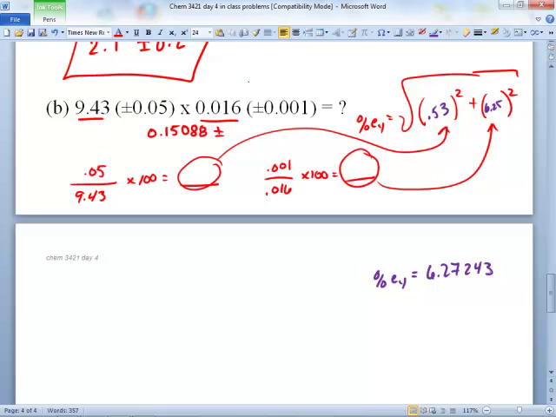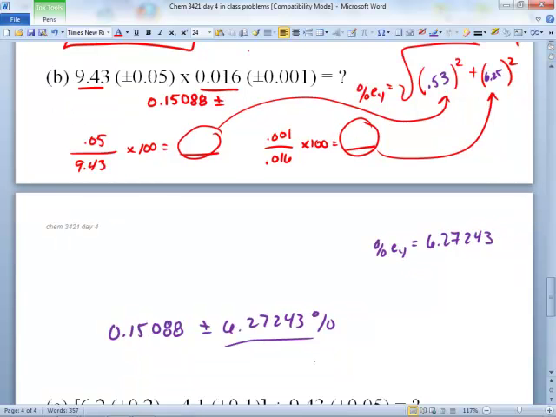I carried way too many digits, but that's the idea, right? So I'm not quite done yet, though, because my answer has to match the error, right? My answer, 0.15088 plus or minus 6.2724, right? That's not right. You have to get them to match. So the only way is to convert this guy back into, what do they call it? Not relative, but absolute. Get him into absolute.